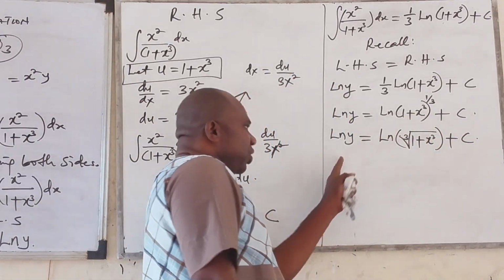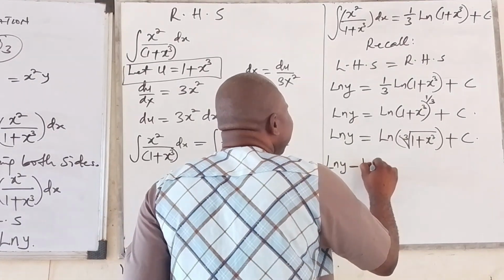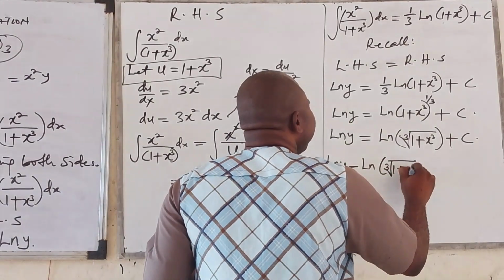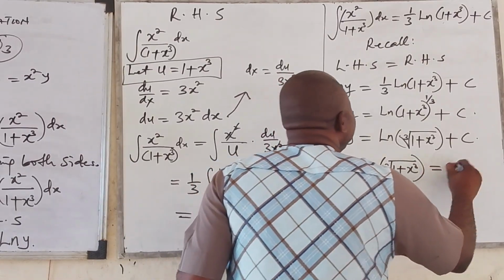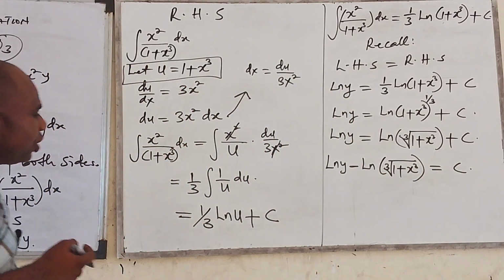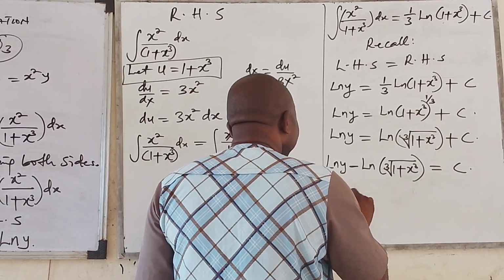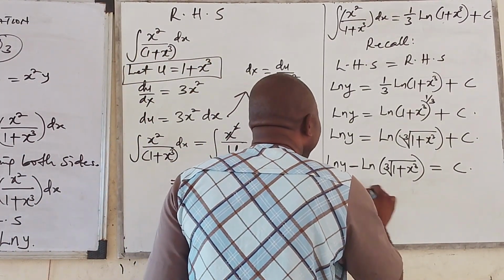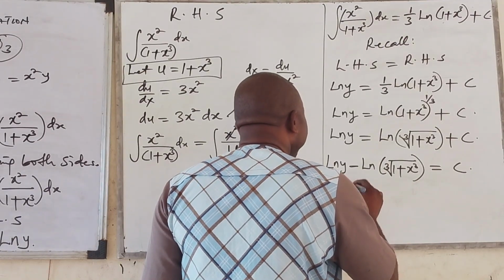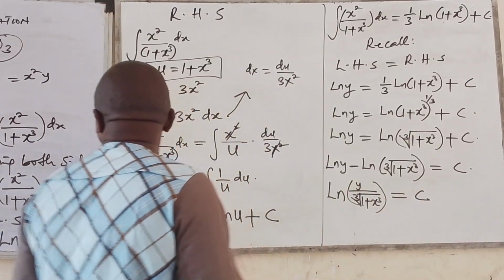Now let's bring this to the other side. So we have ln y minus ln of the cube root of (1 plus x raised to the power of 3) is equal to c. Going by one of the laws of logarithm, since here we have subtraction, this is the same as saying ln of y divided by the cube root of (1 plus x raised to the power of 3) is equal to c.